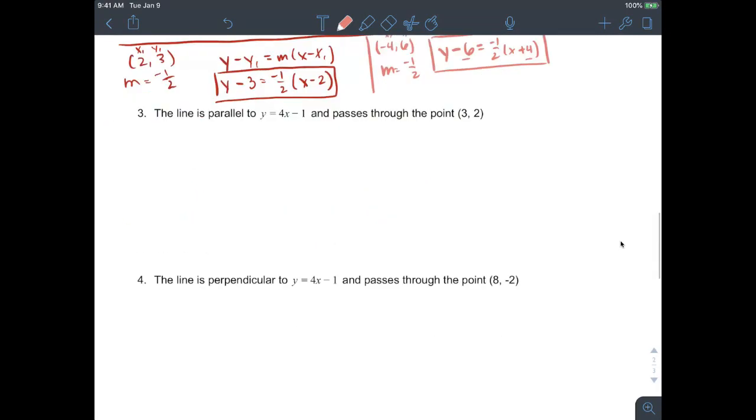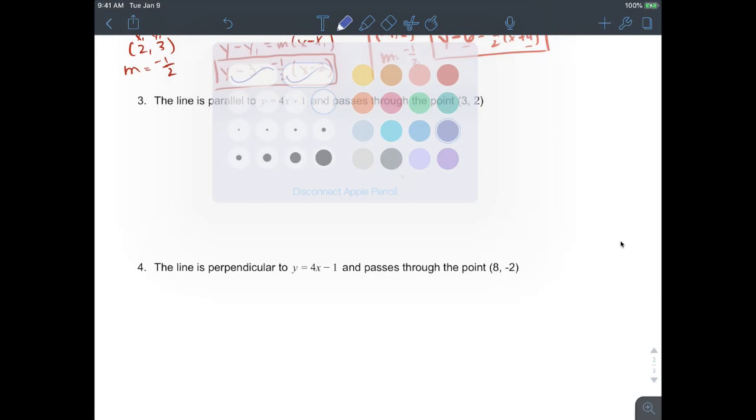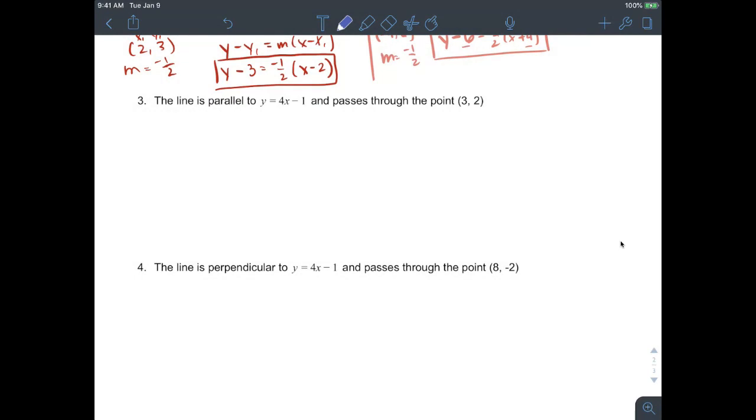Number 3. The line is parallel to y equals 4x minus 1 and passes through the point (3, 2). So this is the old line, and our new line is parallel to it and passes through this new point (3, 2). It looks like I have a point and I need a slope. How do I find the slope of two parallel lines?